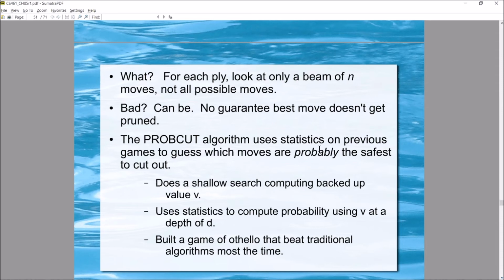Anyway, so how this generally works: shallow search. It doesn't go all the way to the leaves, and it computes a value v for that, backed up through the recursion tree. The statistics of a bunch of previously played games are used to compute the probability for v at a depth of d. So v is that value, d is the depth, how far into the search you went.